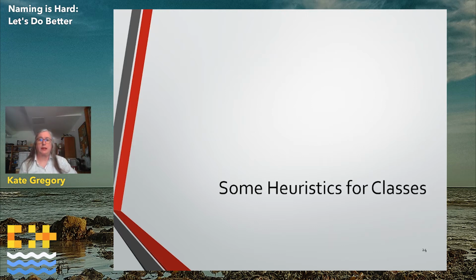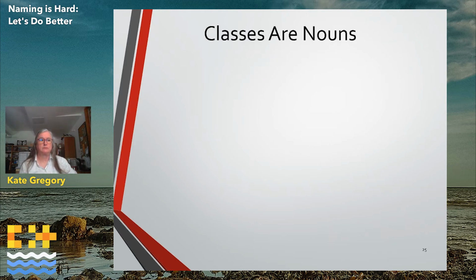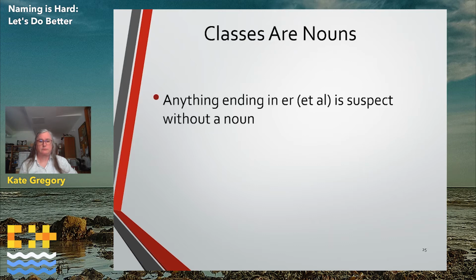Now let's talk about naming classes. Generally, I expect classes to be nouns. Technically, you can make a noun by taking a verb and sticking ER on the end. So you have a manager, an updater, a normalizer, a formatter. I don't like these. I'm suspicious. What do you manage? What do you update? What do you normalize? What do you format?